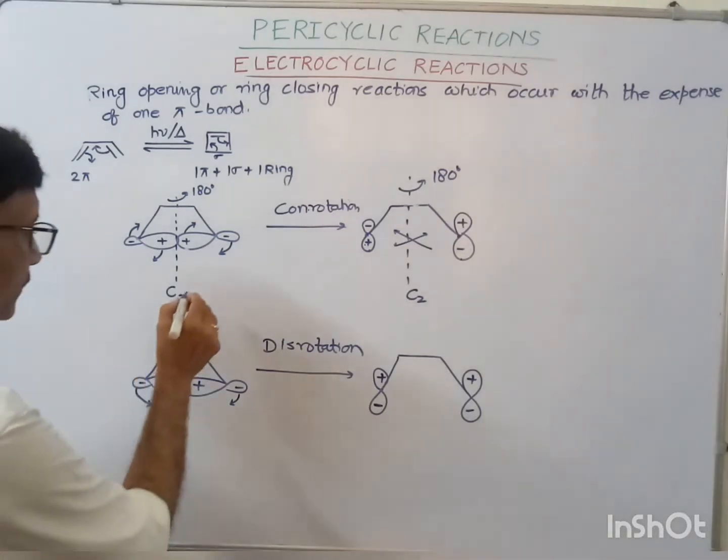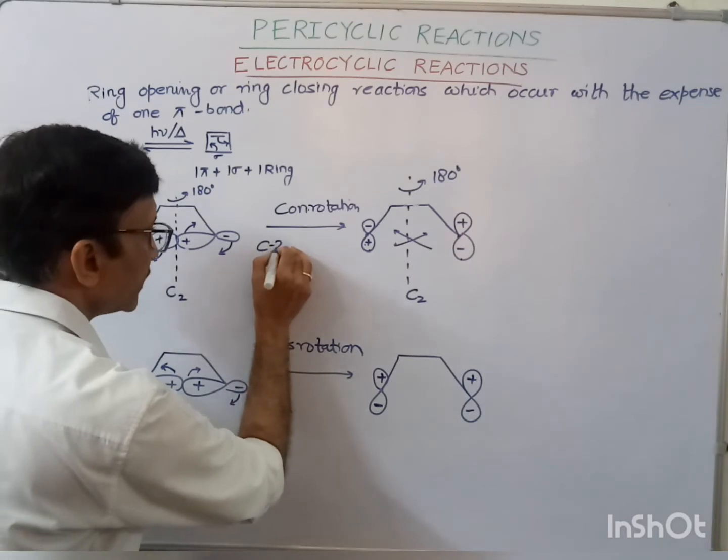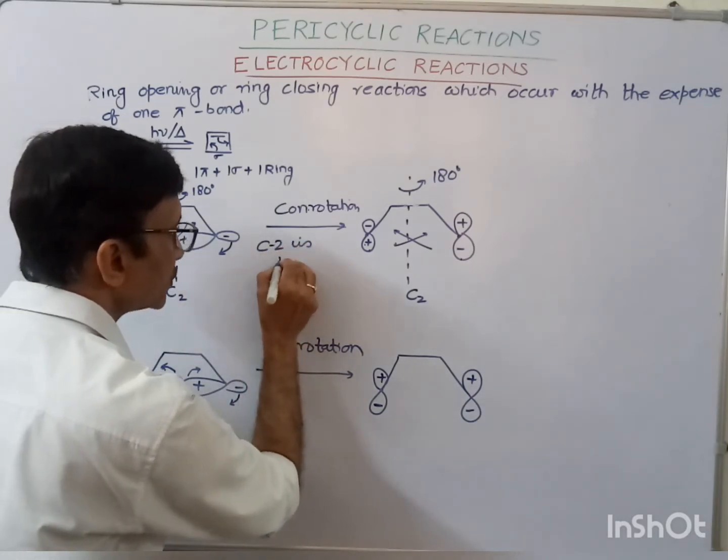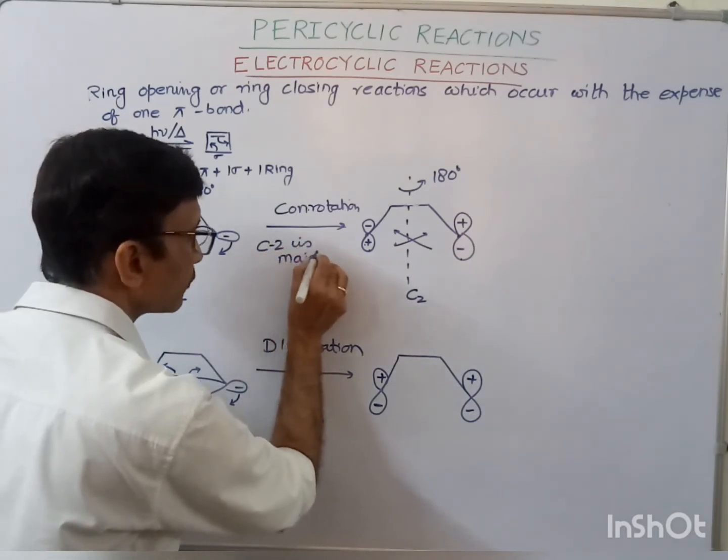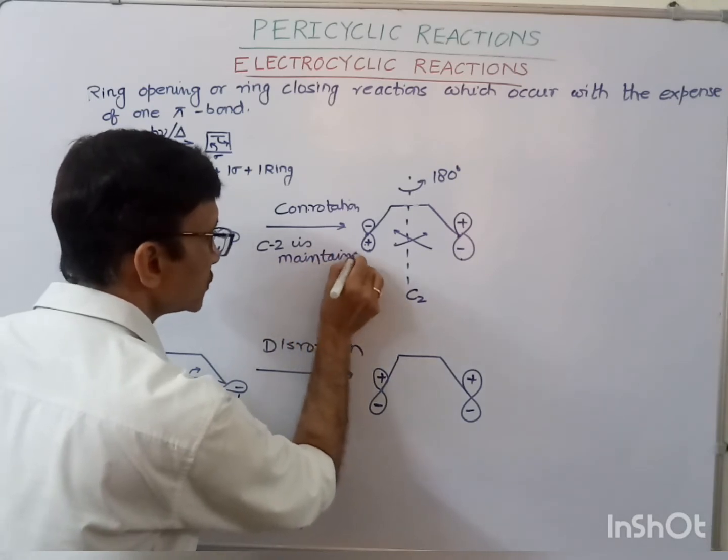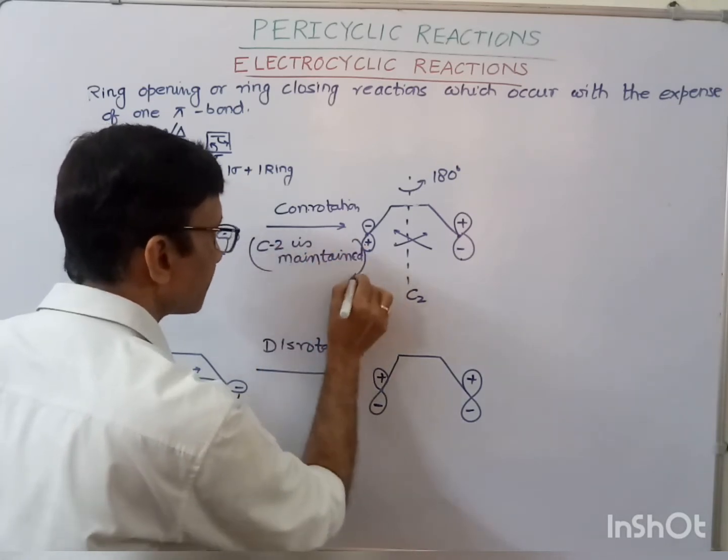So here C2 is maintained, in conrotation C2 is maintained. This is a very important point that we should remember. C2 is maintained over here.